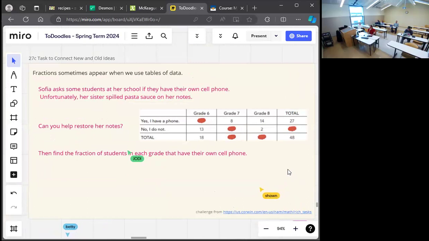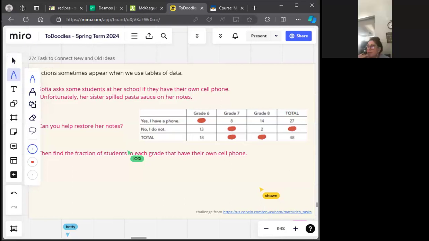So how would you know what number goes in any of these spots, looking at what kind of notes she made? Okay, so Zeta asked some students at Westboro if they had their own cell phone. Her sister spilled pasta sauce on her notes. This goes all the way to 8th grade? Yep, she asked students in 6th and 7th and 8th. I have an idea.